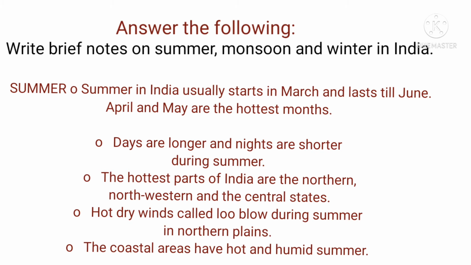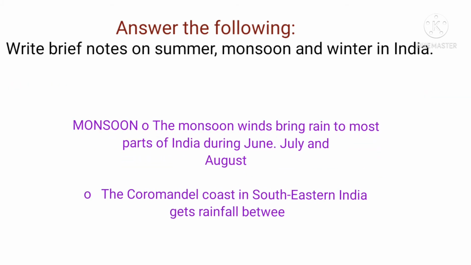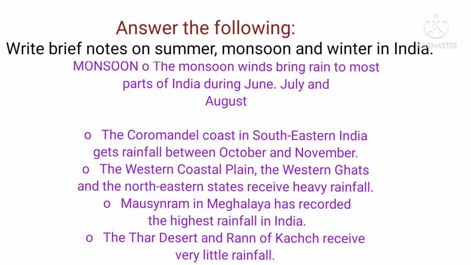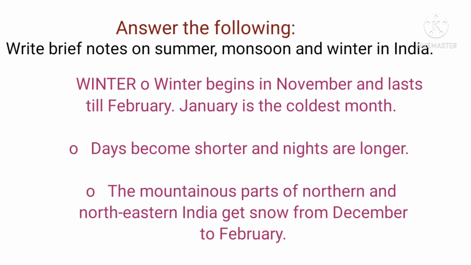The next one is monsoon. The monsoon winds bring rain to most part of the India during June, July and August. The Coromandel coast in southeastern India gets rainfall between October and November. The western coastal plain, the western Ghats and the northeastern states receive heavy rainfall. Monsoon in Meghalaya has recorded the highest rainfall in India. The Thar Desert and Rann of Kutch receive very little rainfall.